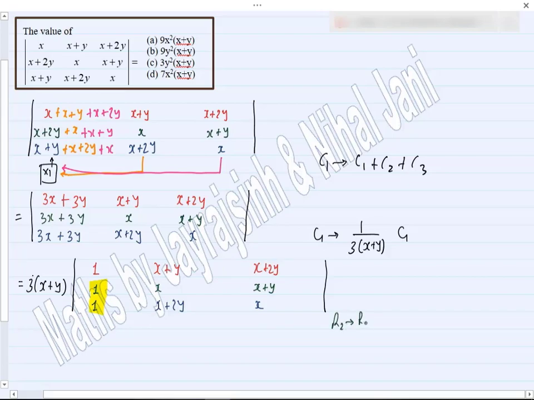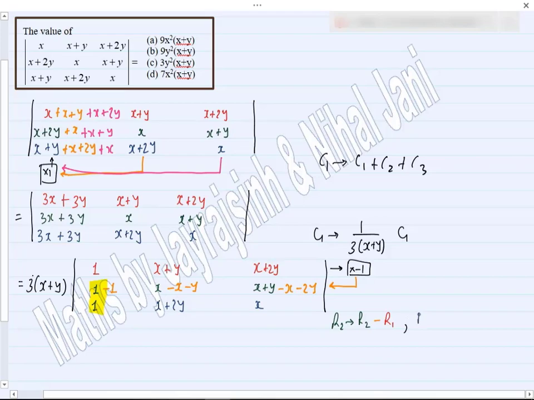R2 gives R2 minus R1. So we are going to multiply minus 1 to the first row and add into the second row. So here we'll get minus 1 minus x minus y and minus x minus 2y.